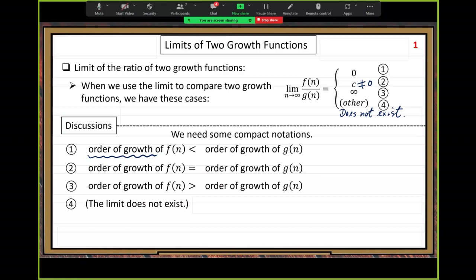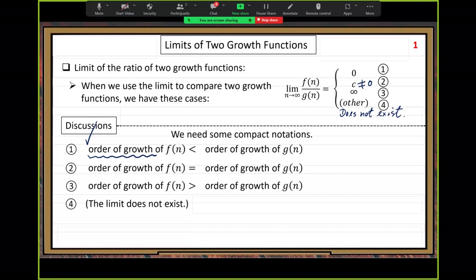All right. Before we go to the next step, let me explain this order of growth concept a little bit. Otherwise, you may not feel very comfortable.